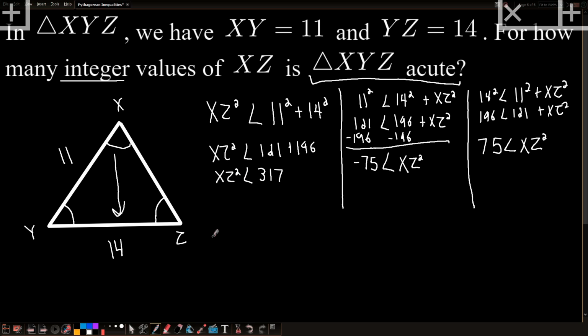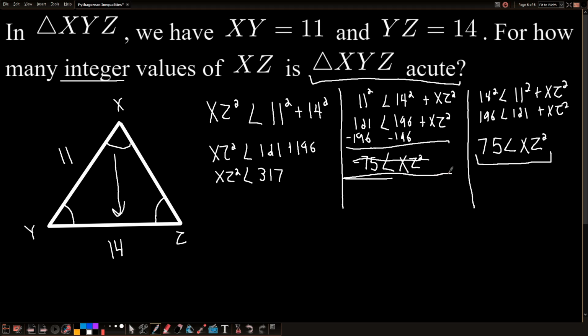Okay. Well, now let's consider all this information. So, if XZ squared has to be greater than 75, then it almost certainly has to be greater than negative 75. So we can kind of just rule this out, because this condition automatically satisfies this one. So we don't really need to worry about that part. Now let's consider this part. Well, how can I use these two pieces of information together?